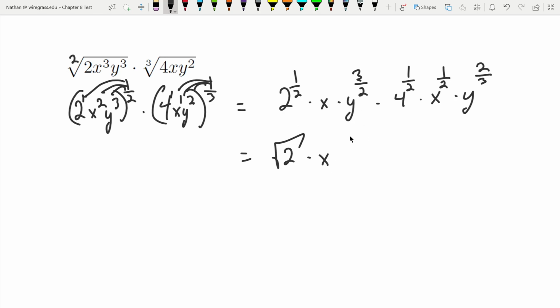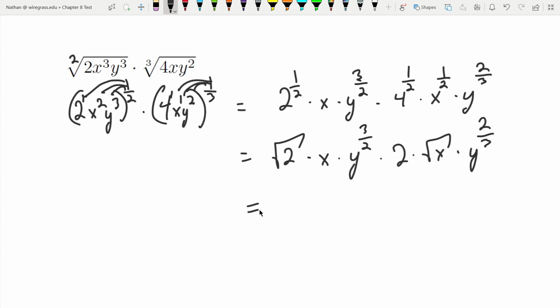And I have here the square root. Well, I'm going to leave it like this. I'm going to leave the powers like this. I think it's going to actually end up being easier to work with. This is just 2. This is the square root of x, and this is y to the 2/3.